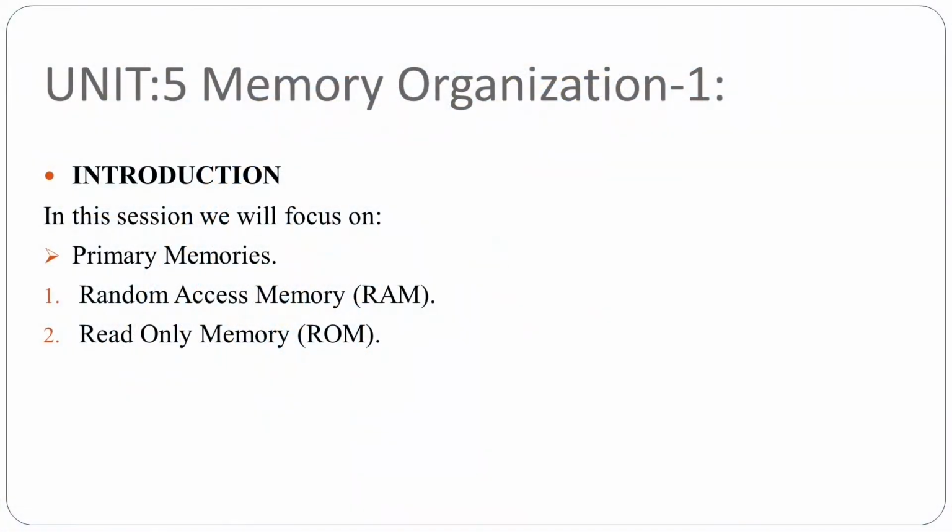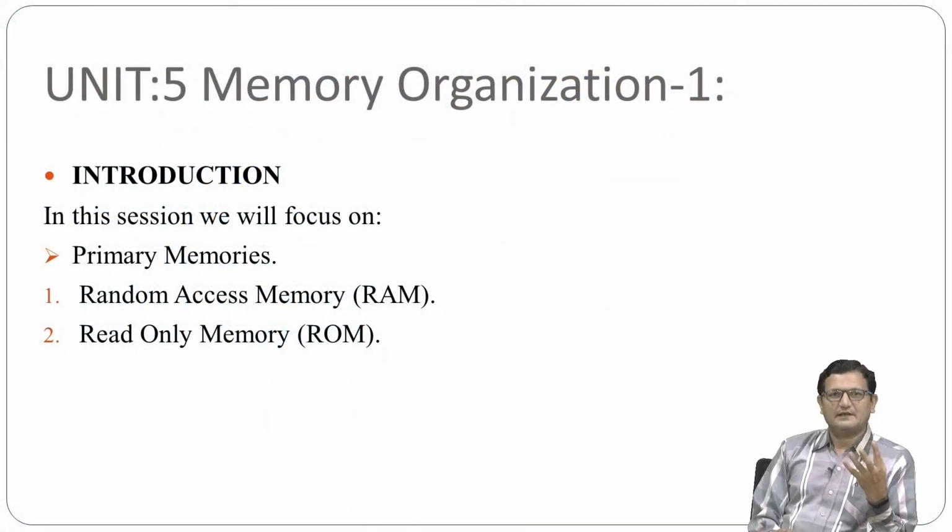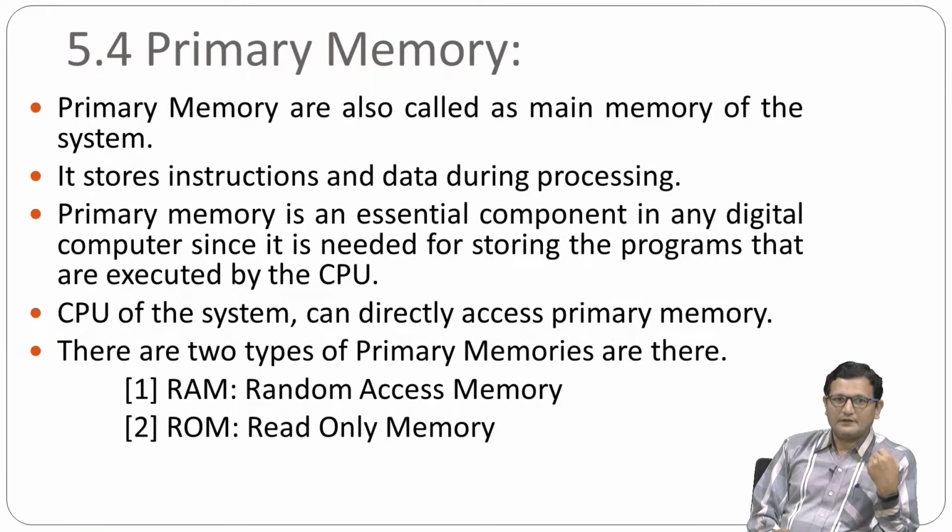Fine. So, in this particular session, we will focus on two types of memories. As you know, in the last session, we ended with two types of primary memories: random access memory and read only memory. The first memory is called random access memory or RAM, and the second memory is called read only memory or ROM. So, we will see what is RAM and what is ROM.